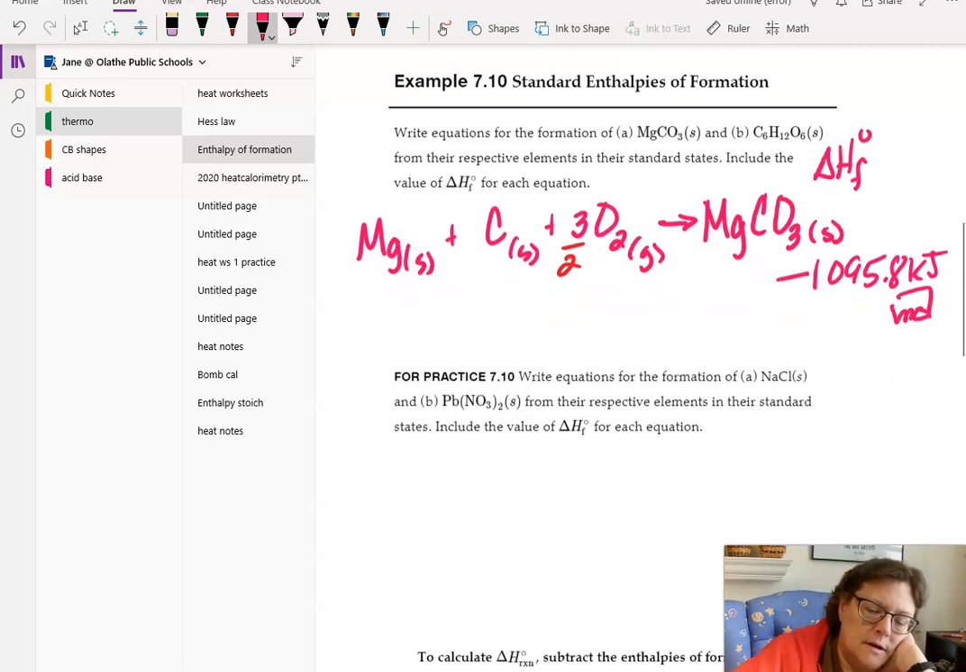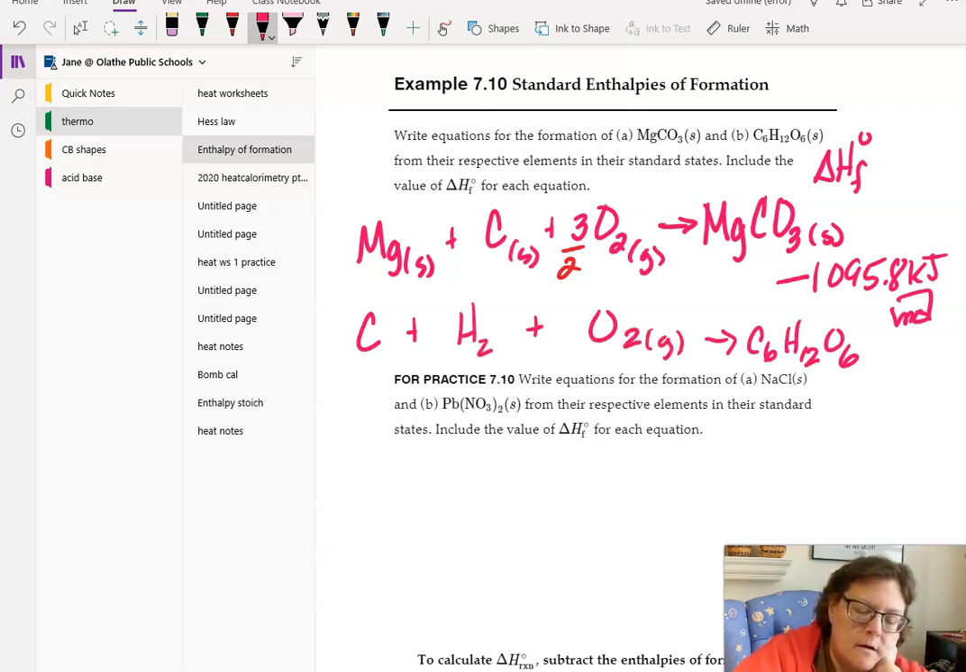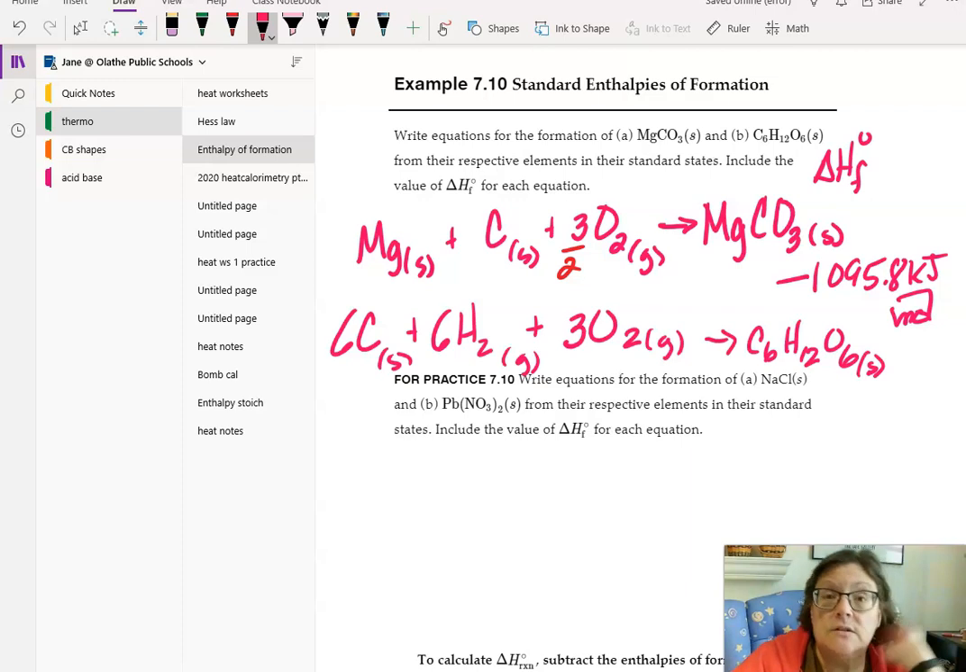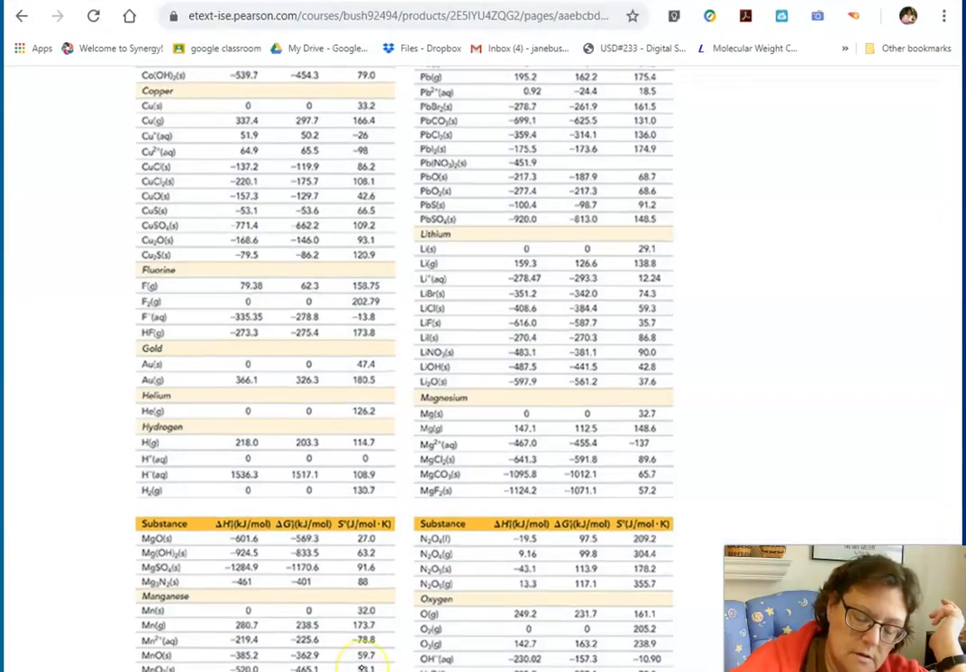Let's do the next one. The next one, C6H12O6, glucose, our old favorite, would be carbon plus hydrogen plus oxygen. All right, we would need 6 carbons, we would need 6 hydrogens, and we would need 3 oxygens. Okay, that makes 1 mole of glucose. So let's look up our heat of formation back on our lovely chart.